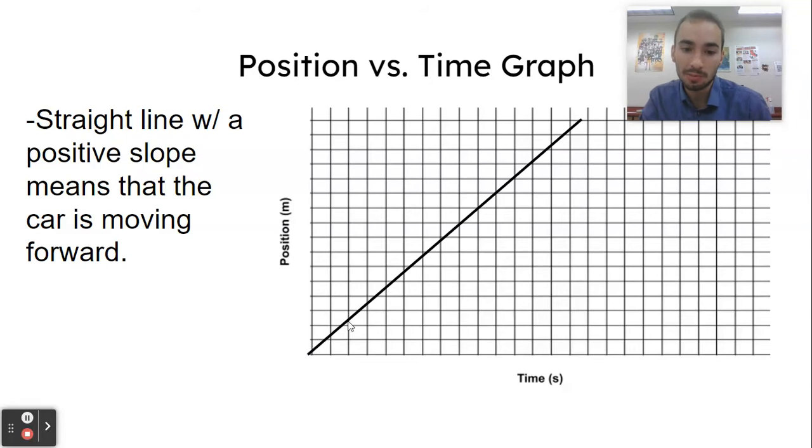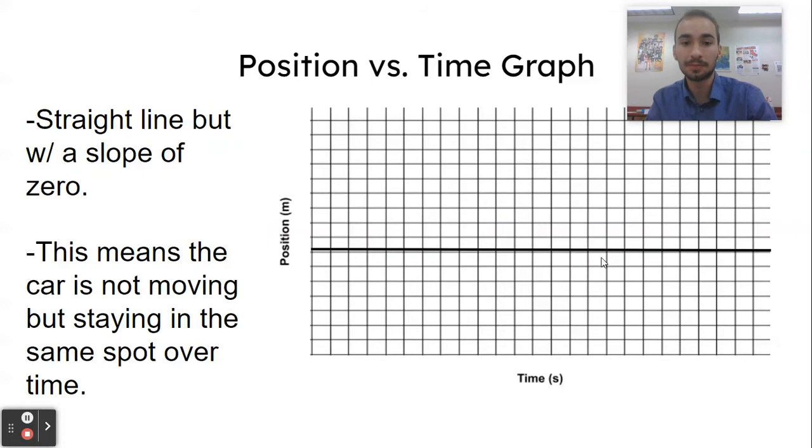So this car is just moving forward. And the reason why the line is straight is because the car is moving at the same speed. So the slope is the same throughout the time. So this graph for position versus time means that the car is going forward.